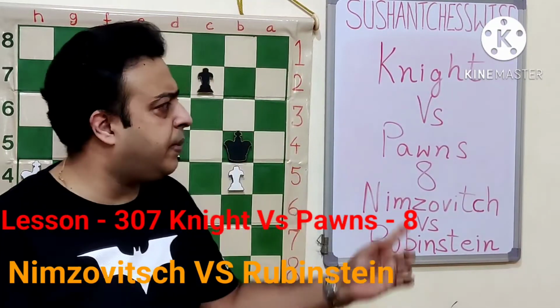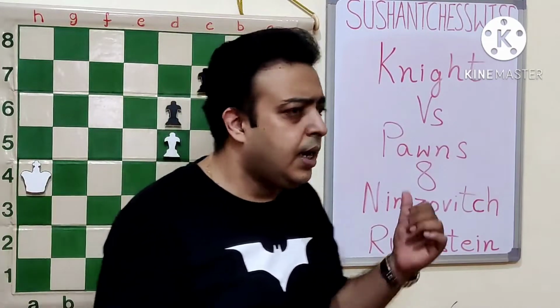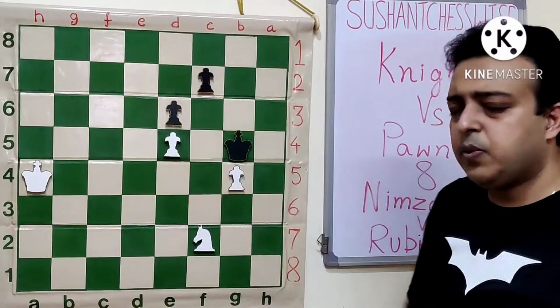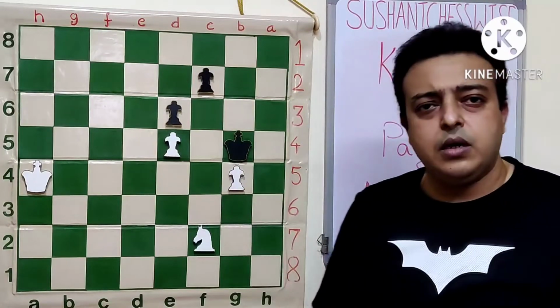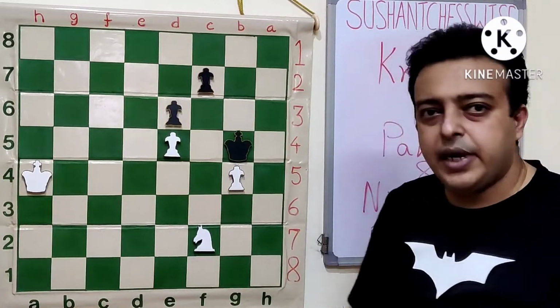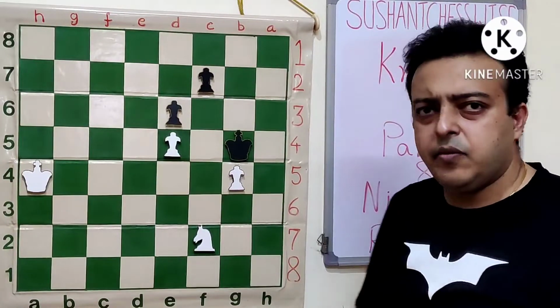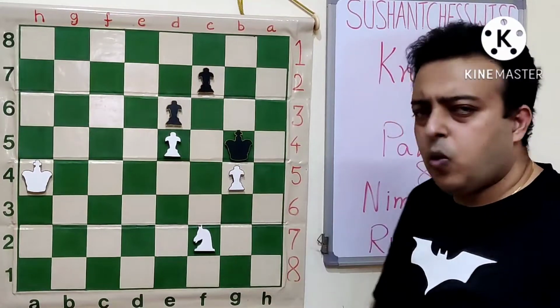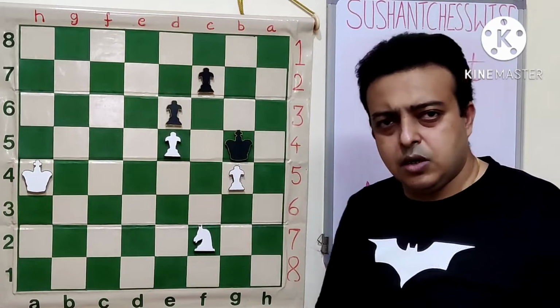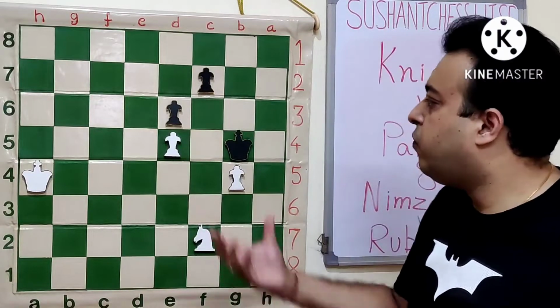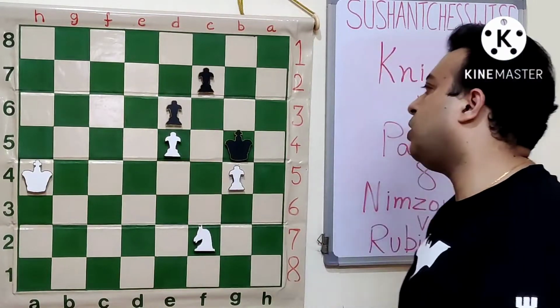Today we are at the next topic, that is the knight versus pawns, and we have got a game example today. This is a position between two great players, Nimzovitsch White and Rubinstein Black. A look at the position and we can say that although White is a piece up, things aren't looking very easy for White because his king is far away from the area where the game is actually going.